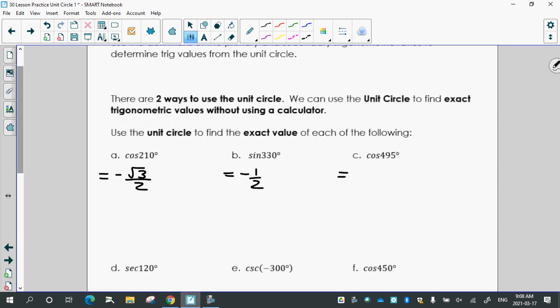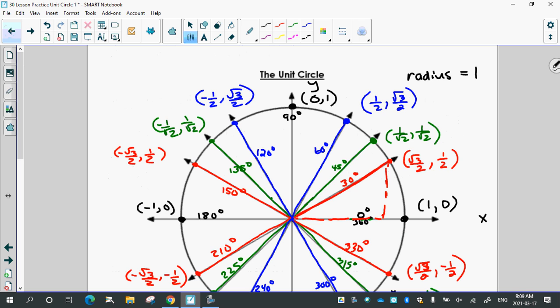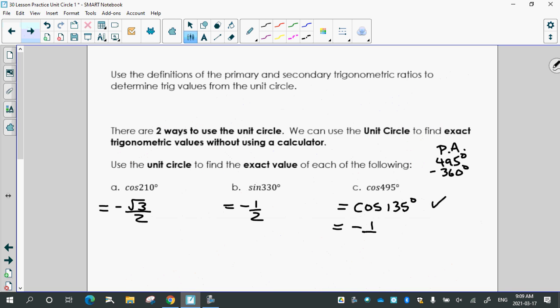Cos of 495. Whenever we get a number bigger than 360 or a negative one, we always find the principal angle first. So our first step is to say the cos of 495 is going to be the same as the cos of the principal angle, 495 minus 360, which is 135 degrees, which is on our circle. That would be mark one there, showing that you know it's the cos of 135. Now you're going to look up 135 degrees on your unit circle, and it's cos, so you're going to look at the x value. The x value at 135 is negative 1 over root 2. And remember, you can always check them with your calculator. If they disagree, you might have accidentally used the y value instead of the x value, or forgotten to flip it, all that stuff, but you can always check.